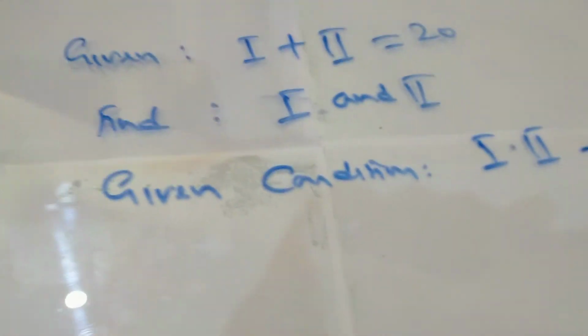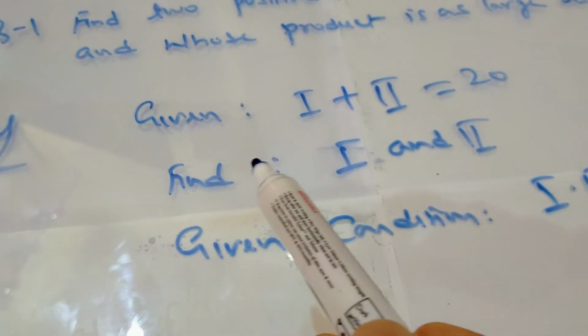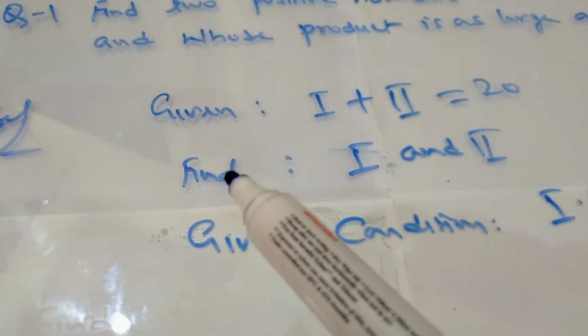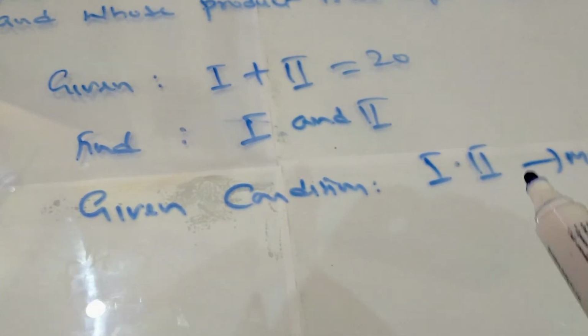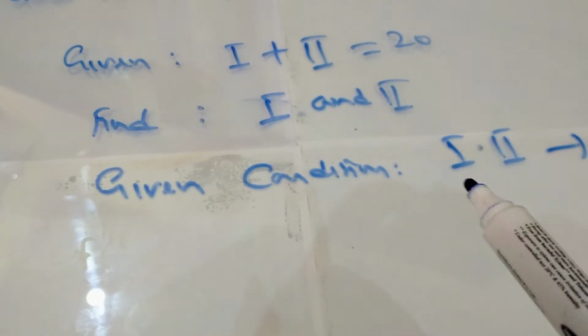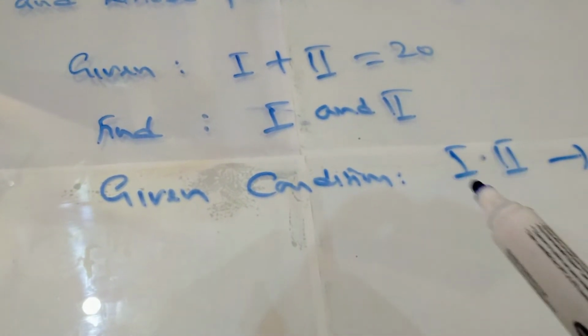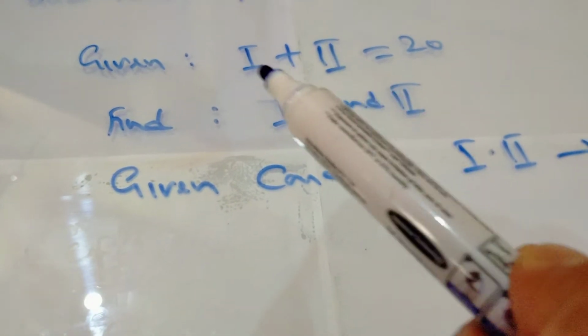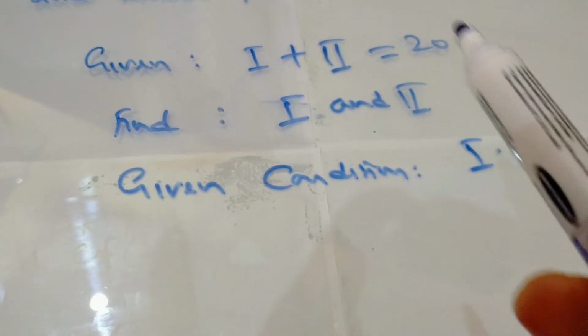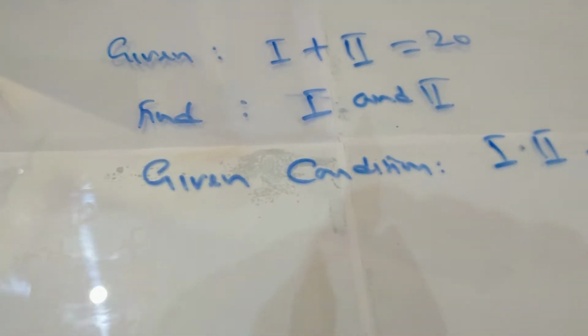So students, look at the complete picture I have written here. In this question, the first thing given is that the sum of two numbers is 20. You have to find both the numbers, and the given condition is that the product should be maximum. Means you have to find such numbers whose product is maximum, and whose sum is 20.